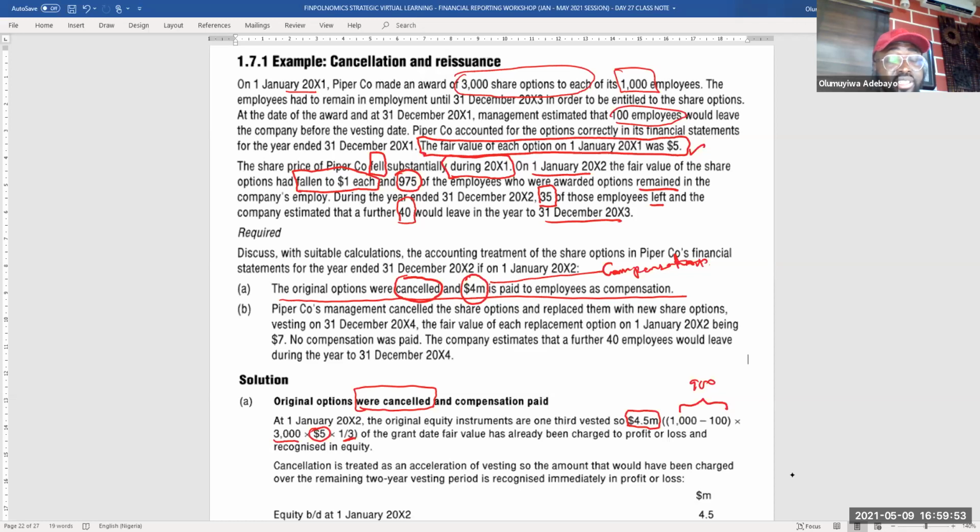It is in year two that cancellation took place. In year two, when cancellation took place, we should ask ourselves, what is the expectation? The expectation has not changed from that 100, which means it's also 900 people that we are still considering will be existing till end of year 3. That 900 multiplied by 5 times 3,000 gives us the whole 3 years, which means 3 over 3. The whole 3 years we are to recognize immediately now, but we have already recognized 4.5 of it before. It is the difference between the whole 3 years and 4.5, representing year 2 and year 3, that we are going to accelerate its recognition in year 2, the year of cancellation.